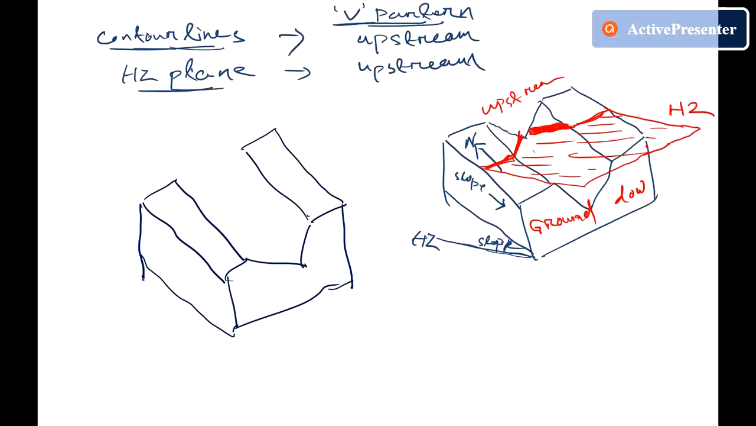Okay, so this is my horizontal. And this is my slope angle, right? This is my horizontal. This is the slope angle. So if I pass a horizontal plane here, this is the belly.